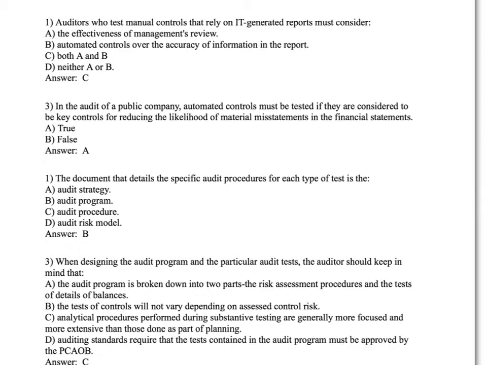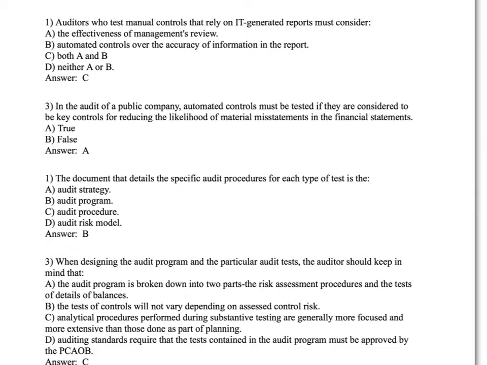So letter B, automated controls over the accuracy of information in the report. So again, you have to make sure that those controls are in place and that management's reviewing the controls over the IT structure. So this is for every single report that could be generated from a system. When you're getting sales journals, cash receipts journals, all of these are coming from a system, and you're relying on the information that's going into the system and what's going on internally in the system.